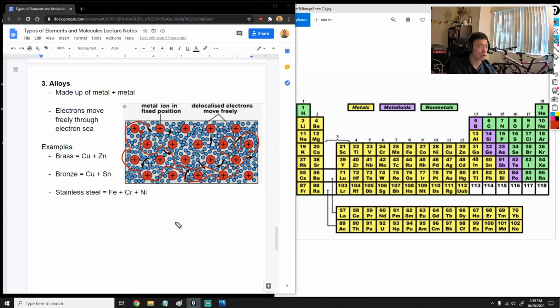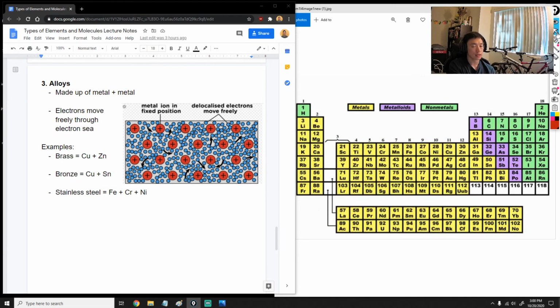Some examples of alloys that you guys might know about: brass. Brass is a combination of copper, Cu, which is a metal, and also Zn, zinc, which is a metal. So these are two metals. Bronze is copper and tin, Sn, so it's a combination of these two. And then stainless steel, which probably a lot of things in your house are made out of. It's made out of Fe, iron, chromium, Cr, and nickel, all three are metals, and that's basically what alloys are. It's basically when you have multiple metals mixed together.